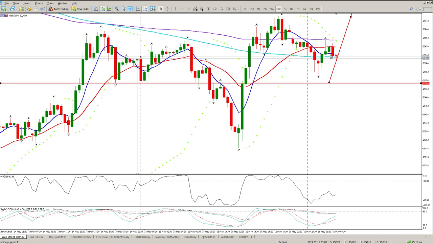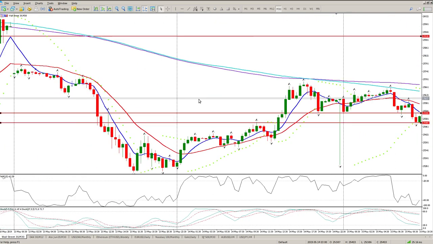Okay, if that doesn't materialize and we drift lower during the morning session, you're looking for an entry around 25,530. You can also look around 25,480 as well. Okay.